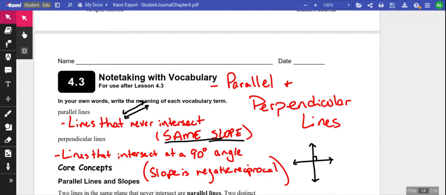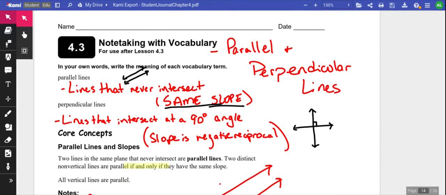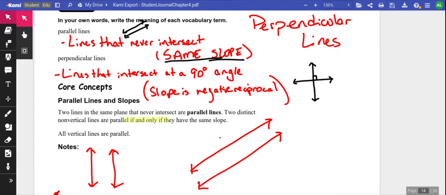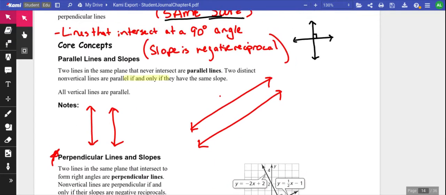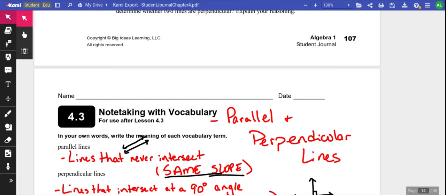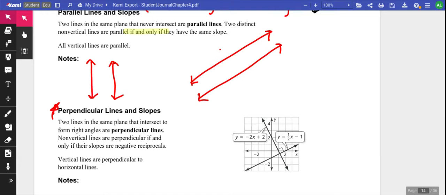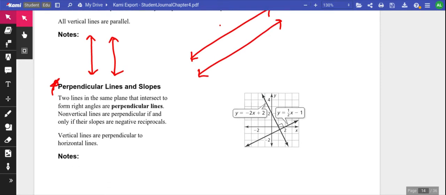Hello, everyone. So today we're going to finish up 4.3. Instead of doing parallel lines like we did yesterday, now we're moving on to perpendicular lines. Okay, so we're on page 106 here in our student journal, and the problems are really similar to what we did yesterday. If you haven't watched that video or you weren't in the meet, make sure you watch yesterday's video. It's a bit easier. But now we're talking about perpendicular lines.